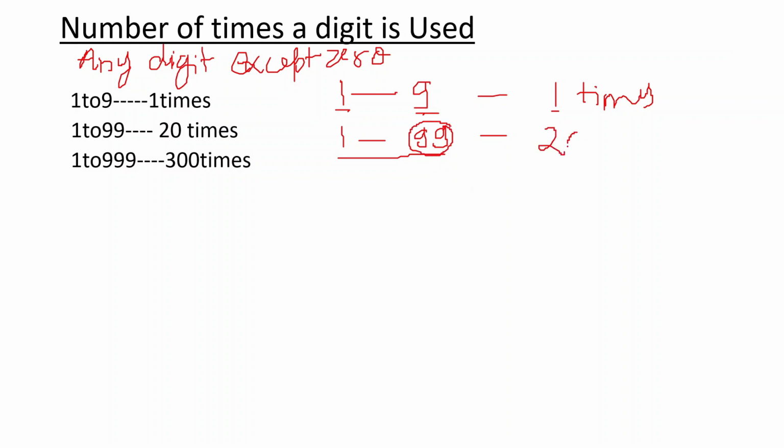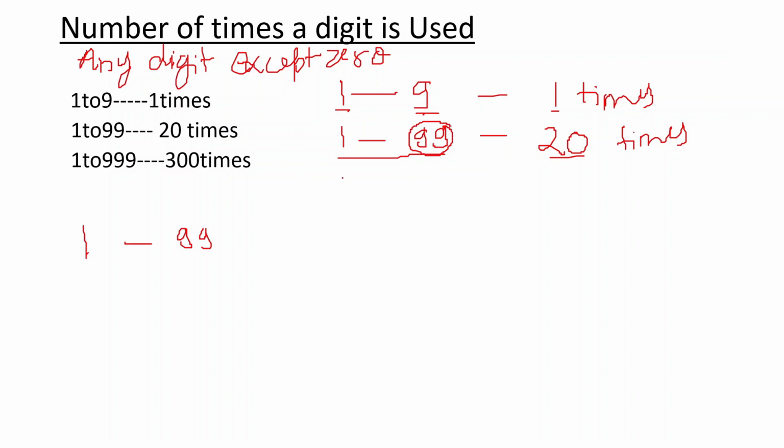So 1 less 0. Like if you're writing 2, so 2 say 1 less, that is 1, 0. So 20 times. Any digit except 0 will be used 20 times when you are writing numbers from 1 to 99. I hope this got cleared.